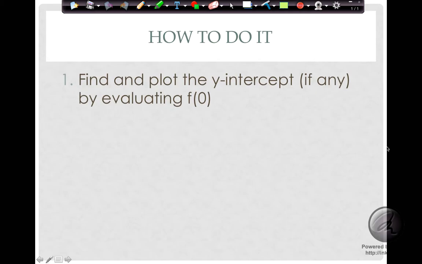One of the first things that you should do, this is one of many things that you need to do, you need to figure out what your y-intercept is, if you have any. And you find the y-intercept by letting x equal 0 and figuring out what the y value is. That's the definition. If you plug in 0 for x, that's the definition of your y-intercept.